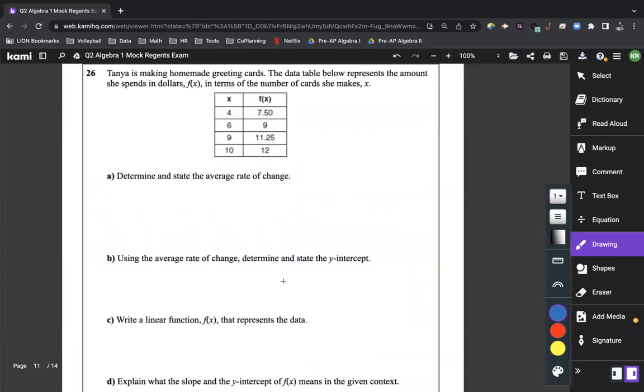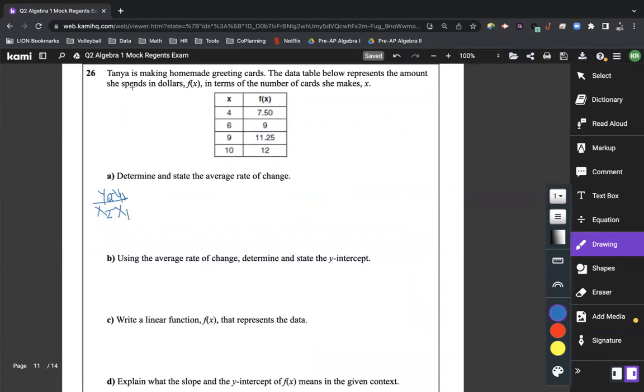26, Tanya is making greeting cards. The data table below shows the amount, right? So determine and state the average rate of change. So remember that's that formula. It's y2 minus y1 over x2 minus x1. And you can choose any set of pairs that you want, right?